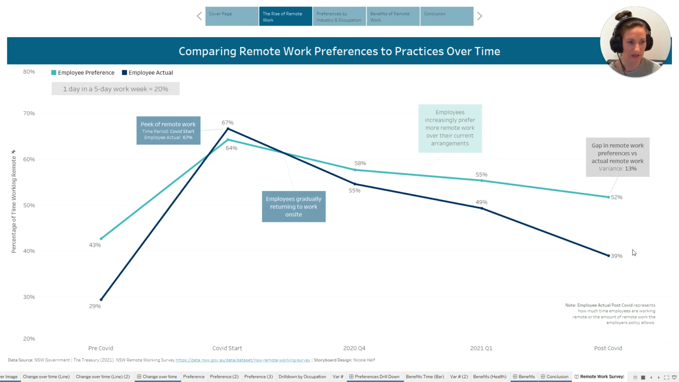So what I get out of this is, yes, employers are adjusting their policies to allow more remote work. However, employees have probably seen some of those benefits, which I'll show later in the presentation, and they want to work more time remote. Just a note here for post-COVID, this data point represents a combination of responses. It could be how much time employees are actually working remote post-COVID and going forward, as well as what their employer's policy actually allows. I just wanted to note that.